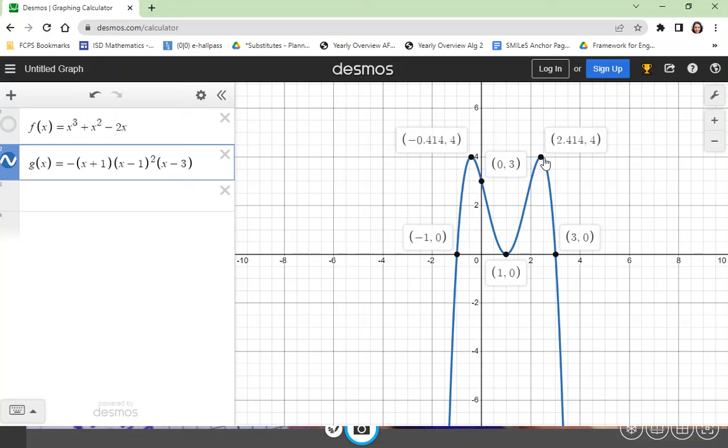So I'm going to graph my zeros at -1, +1, and +3. And my y-intercept at +3. And my turning point is about -0.44 and 2.44. It's kind of a pretty graph. Looks like an M.